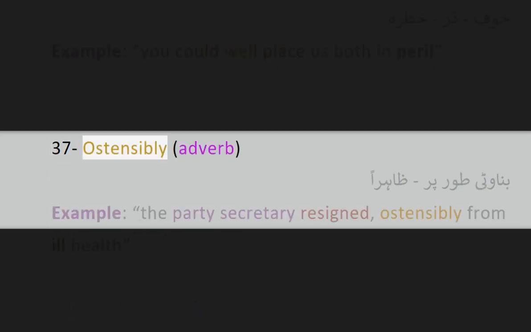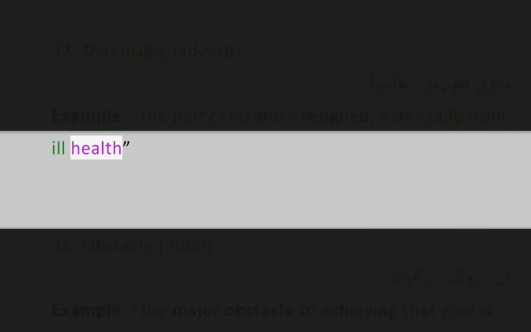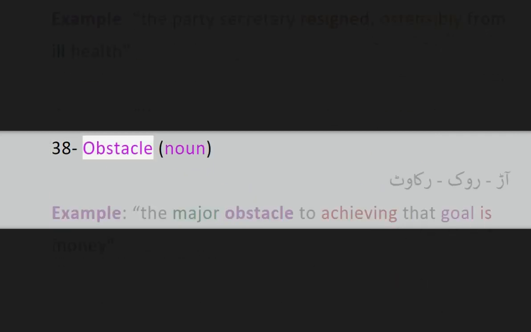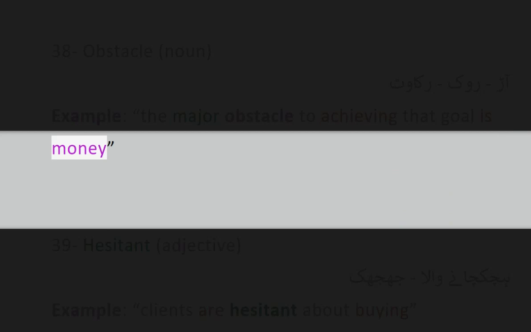37. Ostensibly, adverb. Example: the party secretary resigned, ostensibly from ill health. 38. Obstacle, noun. Example: the major obstacle to achieving that goal is money.